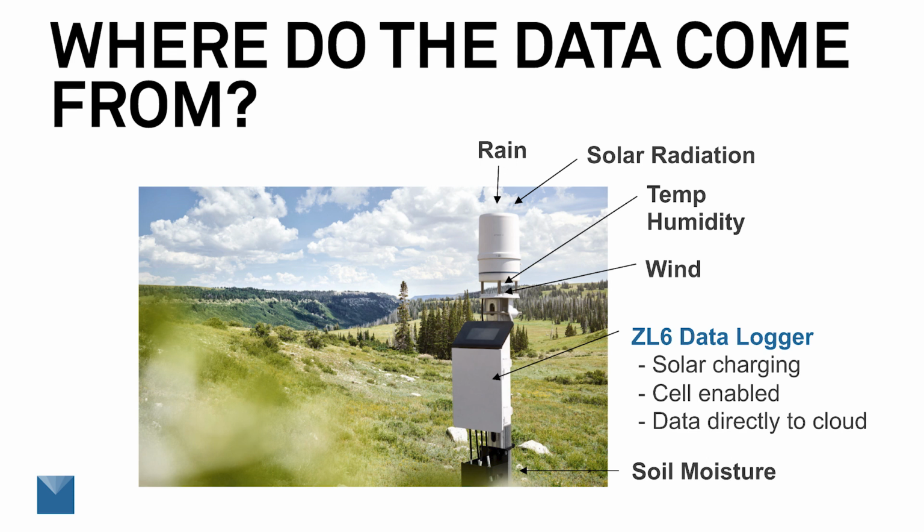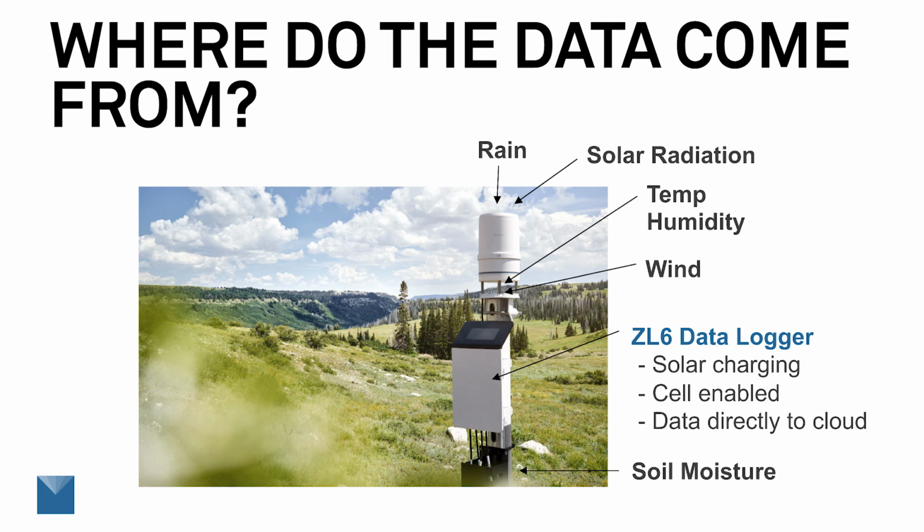Well, the ZL6 logger is the center of the system. It has a cell modem that transfers the data that it collects directly to the cloud. It comes with a SIM, so you install it, register it, and can immediately start receiving data at your computer or at your mobile device. The solar charger provides the power, so you don't need to charge the batteries even.